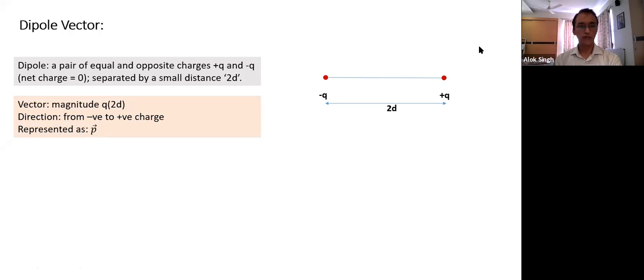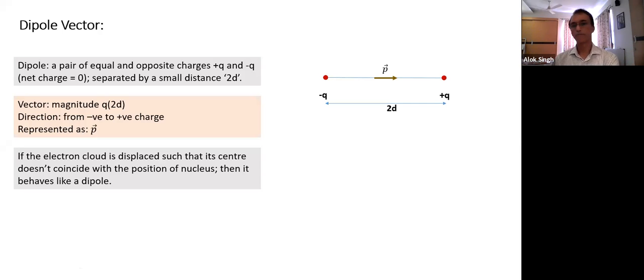If it is a vector, it will have magnitude as well as direction. Magnitude is magnitude of charge multiplied by the distance between the charges, and direction is from negative charge towards positive charge. And typically we use the notation p bar to indicate a dipole. So if I have to define where the dipole is, typically I will represent the dipole as an arrow at the midpoint, directing from the negative charge to the positive charge.